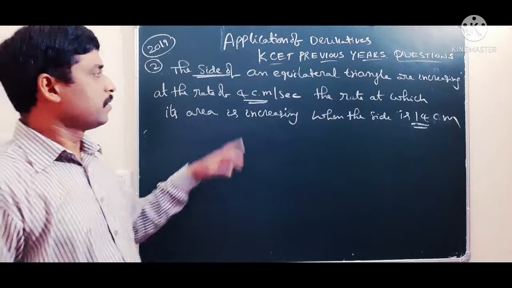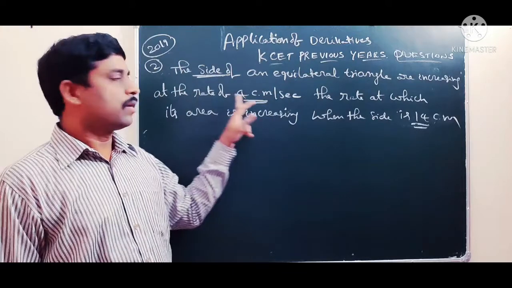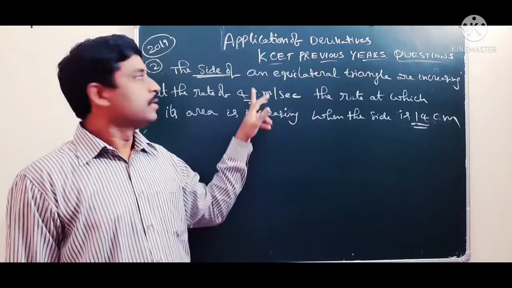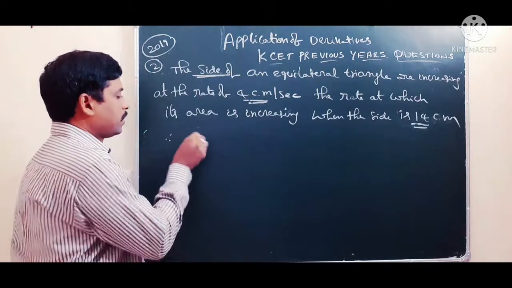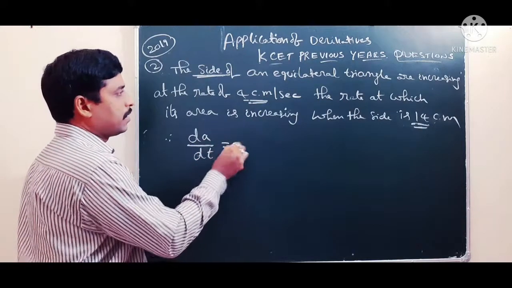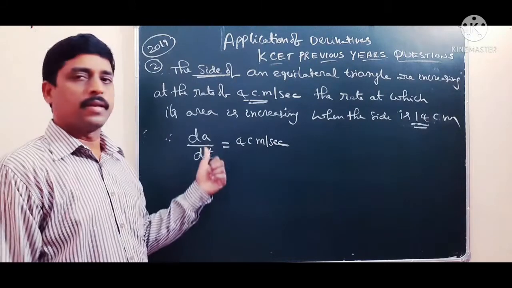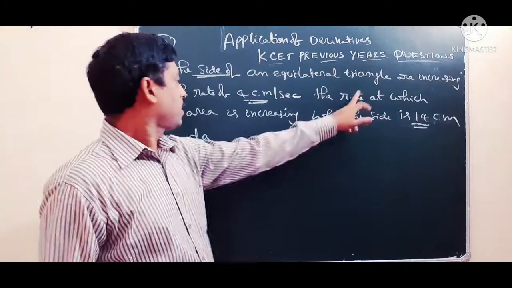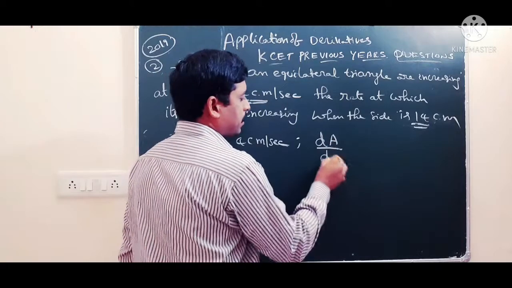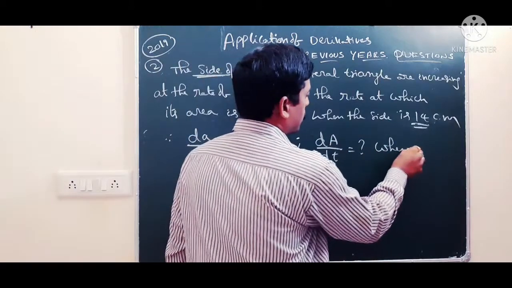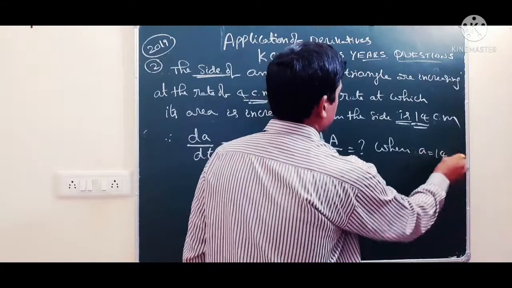This is from 2019. So what is given? The sides of an equilateral triangle are increasing at the rate of 4 centimeters per second. So da by dt is equal to 4 centimeters per second. This is given, small a by dt. And the rate at which the area is increasing, so our target is dA by dt, capital A by dt, when the side length is 14 centimeters. When a is equal to 14 centimeters.